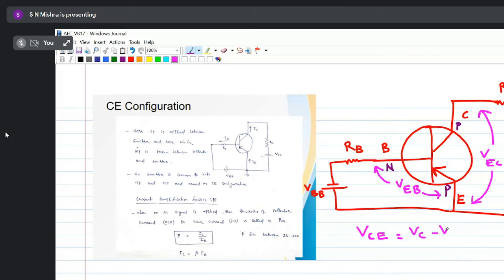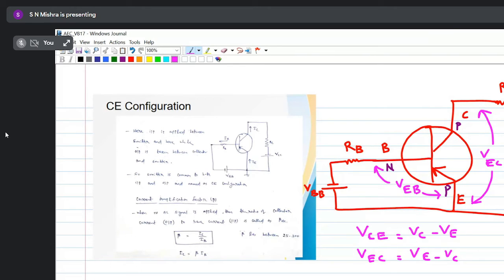VC minus VE, potential at collector minus potential at emitter, and VEC means potential at emitter minus potential at collector. So here you can see emitter is positive, collector is negative. So that's why emitter is higher potential, collector at lower potential. So it should be VEC. Okay.